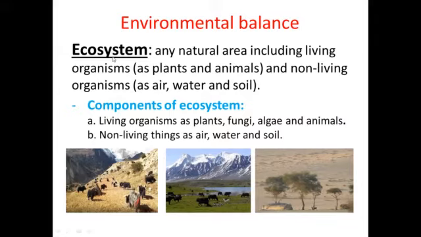So an ecosystem is any natural area including living organisms like plants and animals, and non-living things such as air, water and soil. So the components of an ecosystem are living organisms such as plants, fungi, algae and animals, and non-living things like air, water and soil.